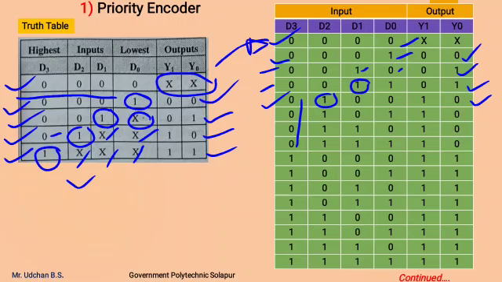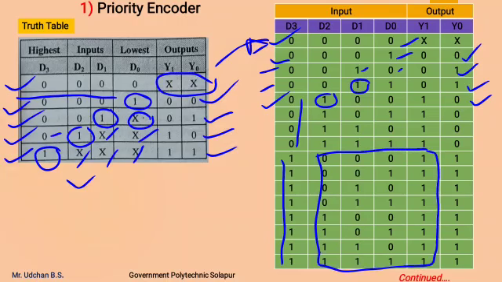And for the next 8 cases, D3 is 1. Whatever may be the D2, D1 or D0, we will get output with respect to D3 only, as the D3 line is having highest priority as compared to D2, D1, D0. So irrespective of D2, D1, D0, if D3 is 1, we will get output as 1 1. This is how the priority encoder works.